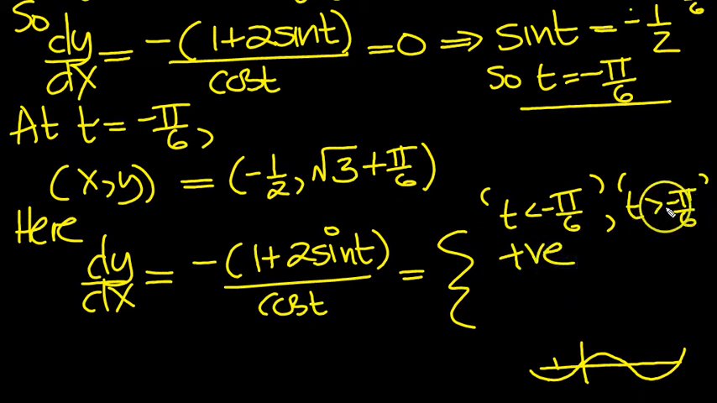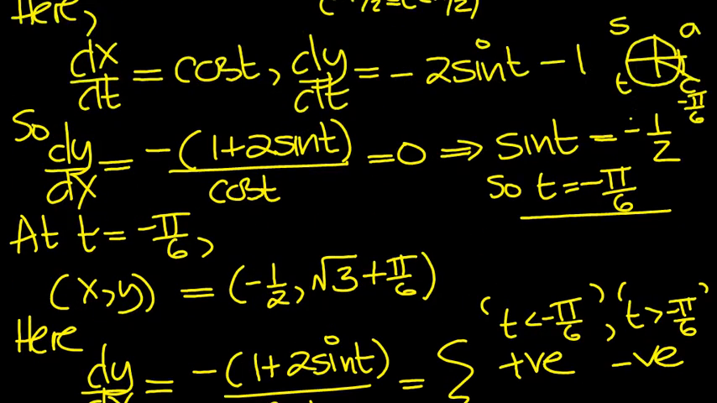Now what about this side? When t is this side of the minus pi over 6, the sine is slightly less than the half, even though it's negative. So 1 plus that value will be positive. So because we've got a minus outside, that will be negative over a positive, because cosine is positive in that quadrant. Negative over a positive is a negative. So as t increases through the value minus pi over 6, we go from positive to negative in terms of dy/dx.